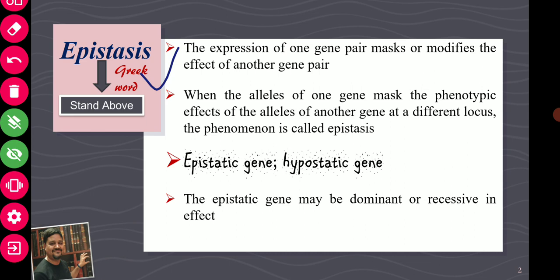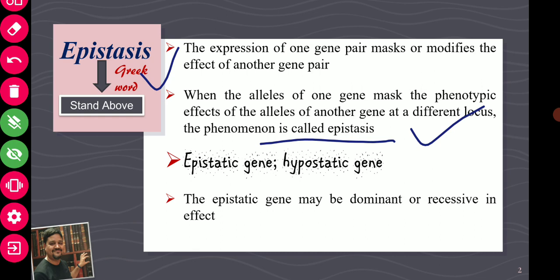So in case of epistasis, the expression of one gene pair either masks or modifies the effect or expression of another gene pair. That is the basic concept of epistasis. In other words, we can say that when the allele of one gene masks the phenotypic effect of alleles of another gene that is present at a different locus, this phenomenon is known as epistasis. So this is the definition of epistasis.